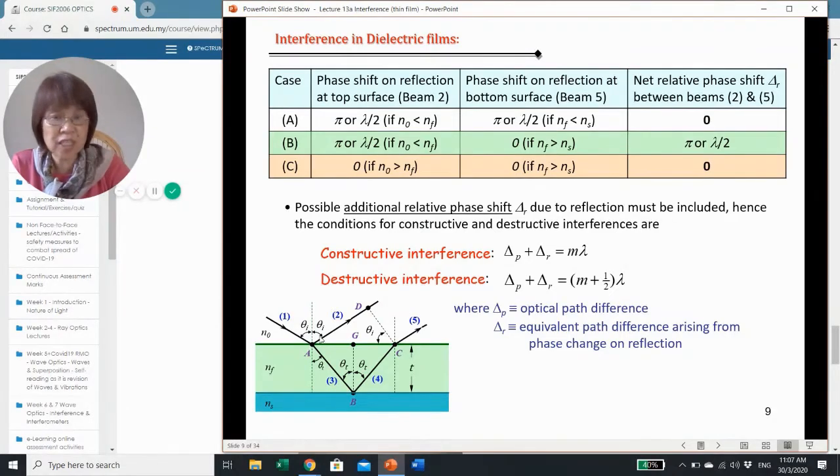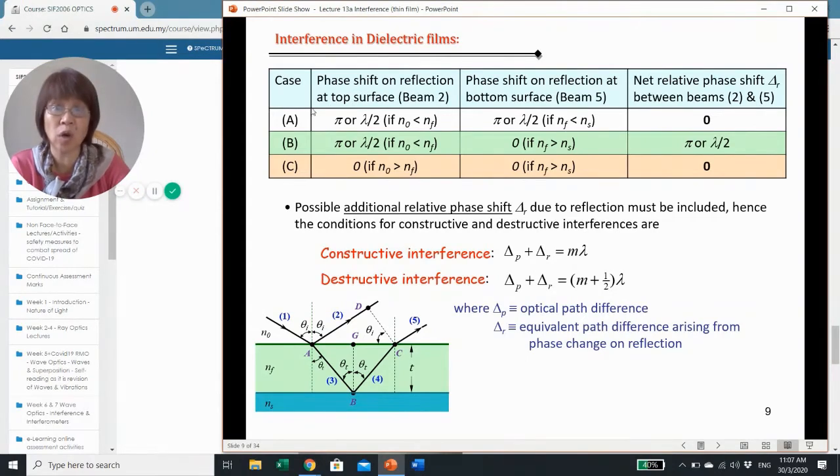This reflection here is actually an external reflection, so there would be a phase shift of pi. Here is an internal reflection. There will be no phase shift. So therefore, we are going to consider the three scenarios here, whereby there's a phase shift.